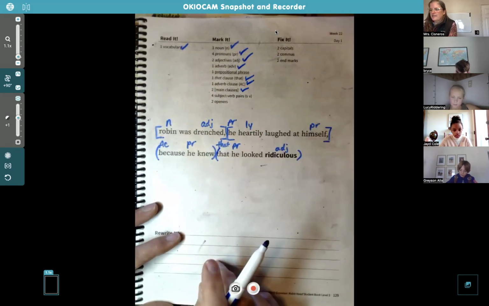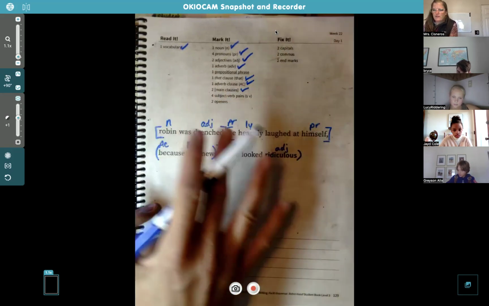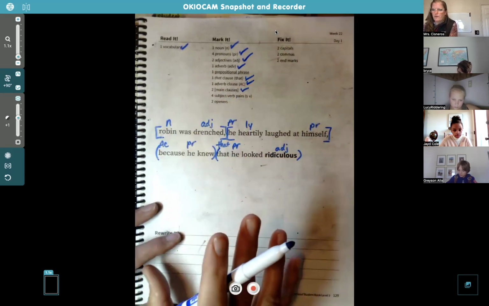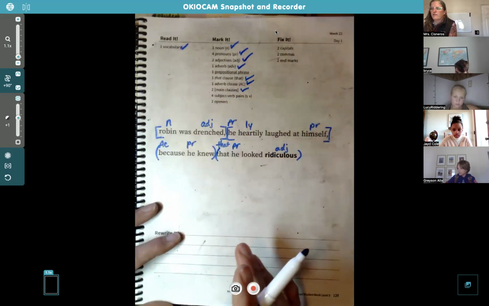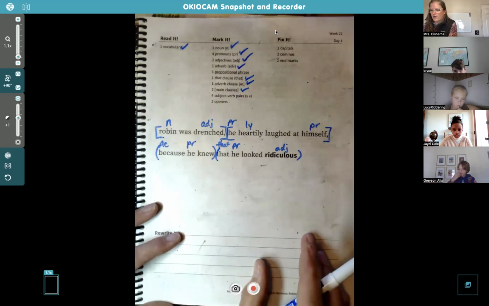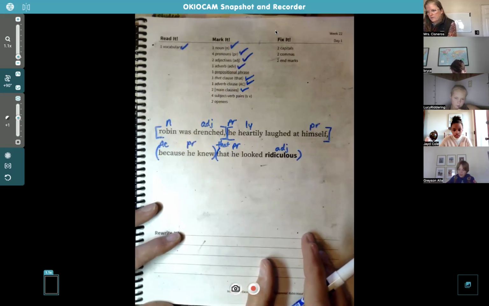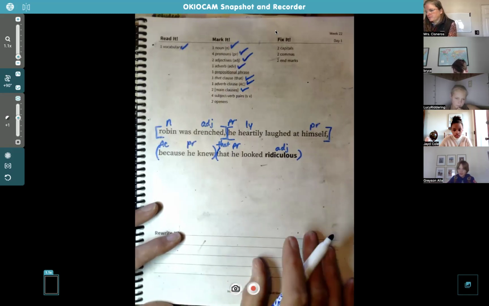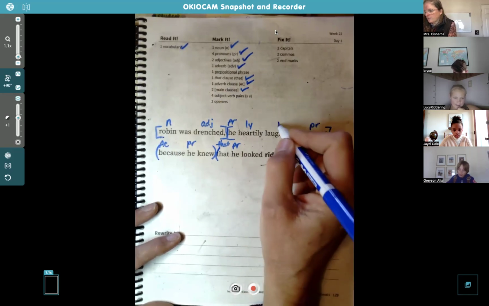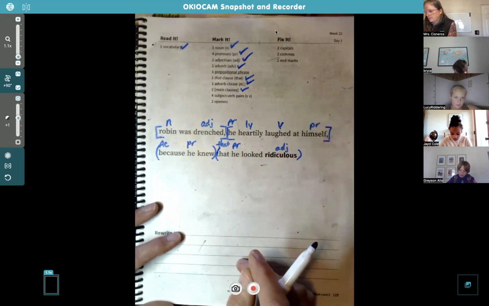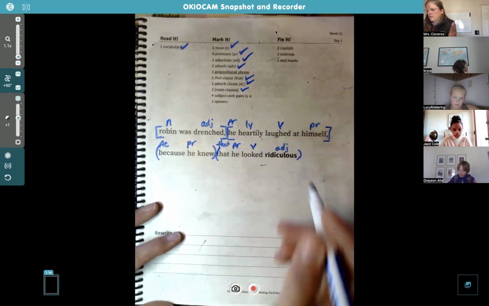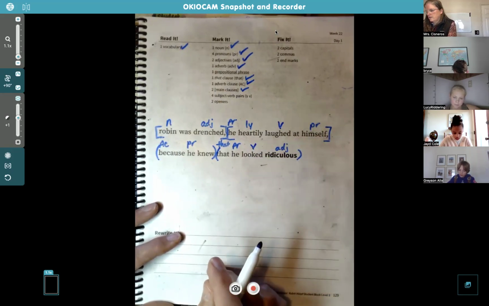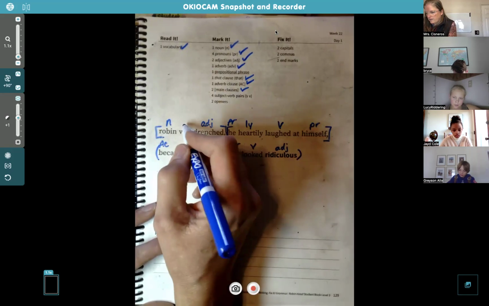Good job. Subject verb pairs. So inside each one of these clauses, we're going to have subject verb pairs. So Bryce, what about the verbs? What are the action words or helping or linking verbs? Laughed. Laughed is one. Good. Looked. Was. Was, good.